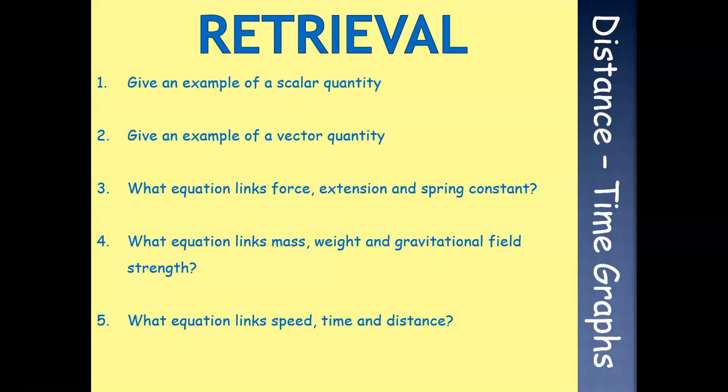Okay, question 1. An example of a scalar quantity. There's quite a few we could give. I've given a few here. Distance, time, mass and speed are all examples of scalar quantities. Remember, a scalar has a size but no direction.